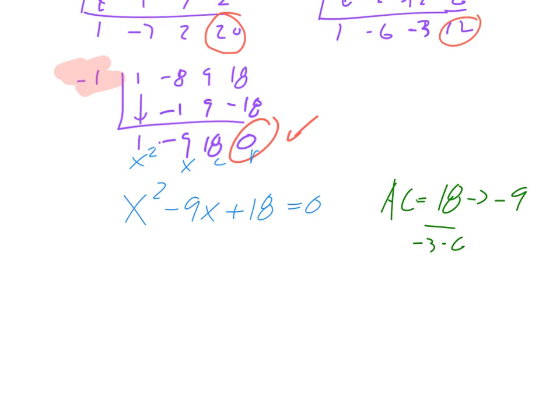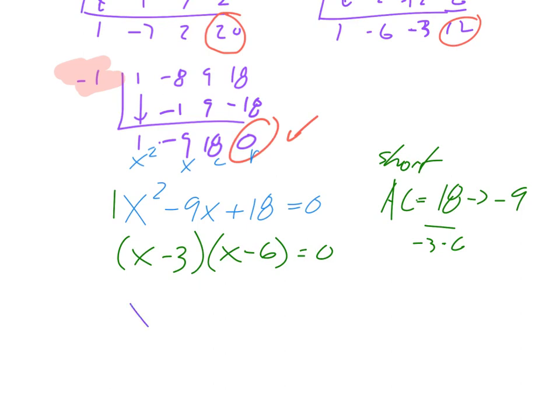And you're like, but Mr. Baker, shouldn't we be doing the shortcut AC because our A value is 1? I'd be like, why, yes, you are quite right. Great job remembering that. So since we could do the shortcut, we're going to go straight to our factors. So x minus 3 and x minus 6 equals 0. And then x equals 3, x equals 6.